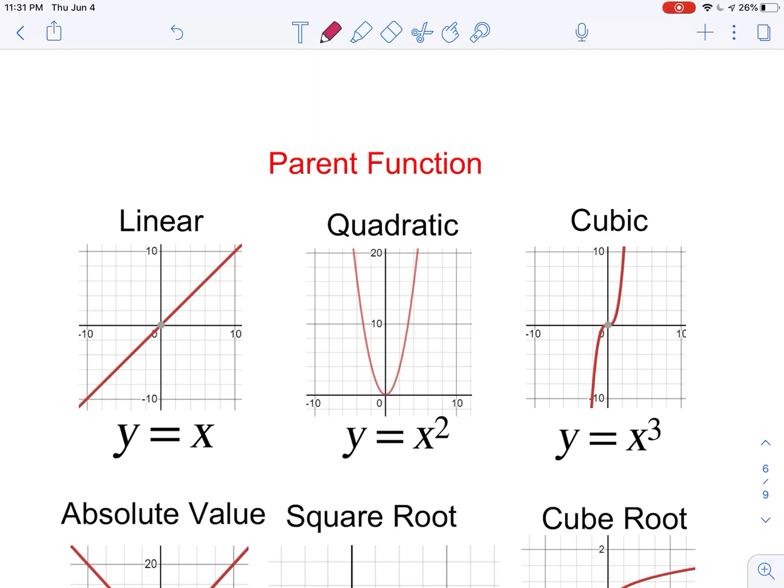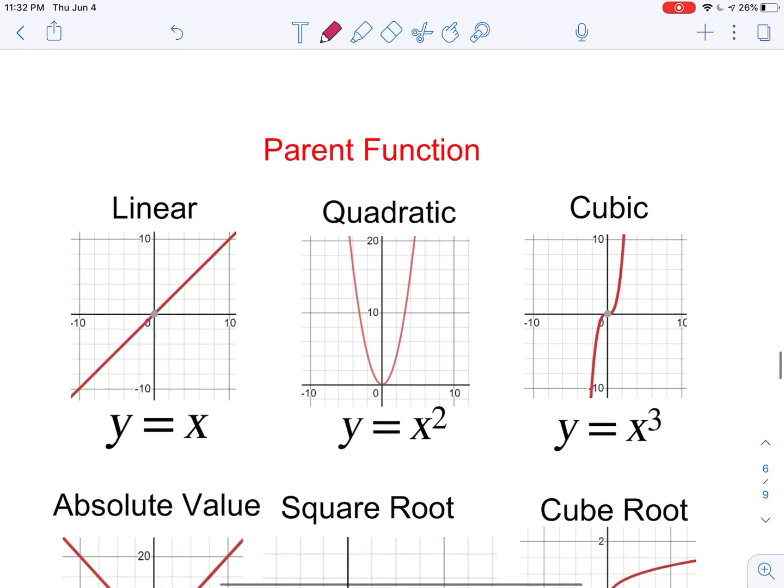Y equals x, right? That's the minimum qualification for something to be linear. So now, whatever line that you're looking at will be some alteration on this parent function. So whether you make the slope bigger and the line becomes steeper, whether you move the graph down or up to change the y-intercept, right?